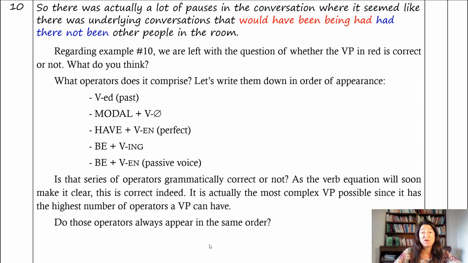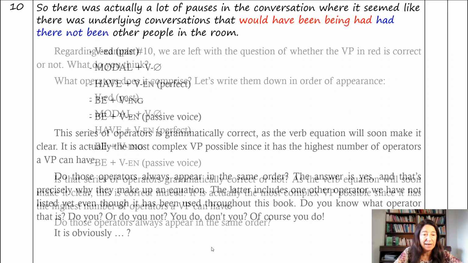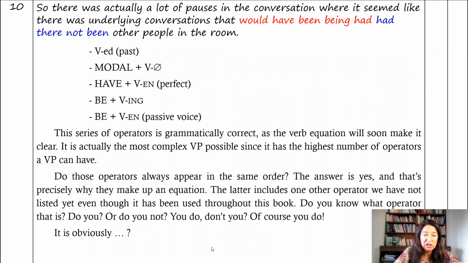this is the order of the verb equation. There is only one order. It's always the same one. It's this one, the one you can see here on the slide on your screen. And yes, it is always the same order. I have answered that question.